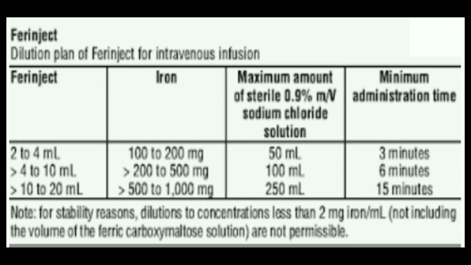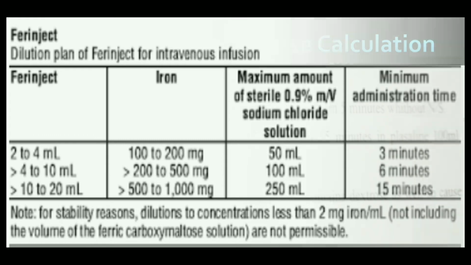But if you want to give iron in the dose of more than 500 to 1000 milligram, then more than 10 to 20 ml of Farinject will be given, and dilution would be with 250 ml sodium chloride, given over 15 minutes. The important note is that for stability reasons, dilution to a concentration of less than 2 milligram iron per ml is not permissible for ferric carboxymaltose solutions.